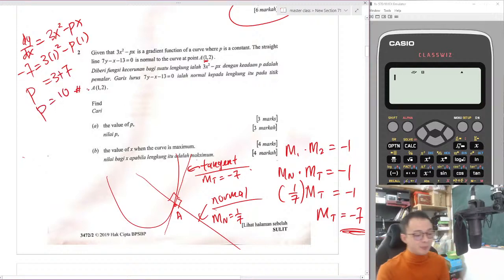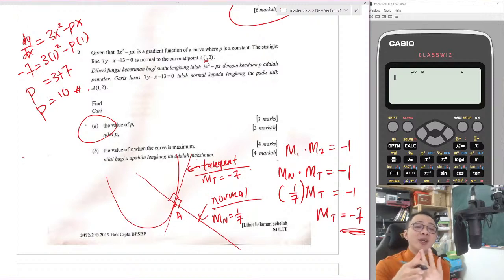Okay, so by getting this 3 marks, you need to understand how to convert the normal into the tangent. In order to get the normal, you need to arrange the linear equation into y equals mx plus c. From there, you can get m2, which is the gradient of the normal. Then you have to know normal and tangent are 90 degrees, so you apply the formula m1 m2 equals -1. From there, you will get the gradient of the tangent.